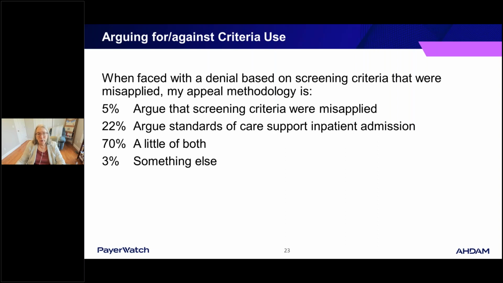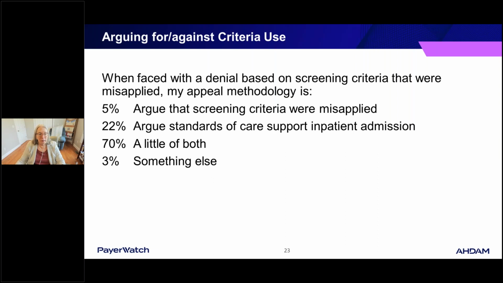Do you not address the screening criteria at all, and you just argue standards of care, support inpatient admission, evidence-based guidelines, or do you do a little of both? And these were the results we got when we did this poll during the webinar. So 5% will just argue back simply that you misapplied the screening criteria. 22% argue strictly by evidence-based guidelines, and 70% do a little of both.